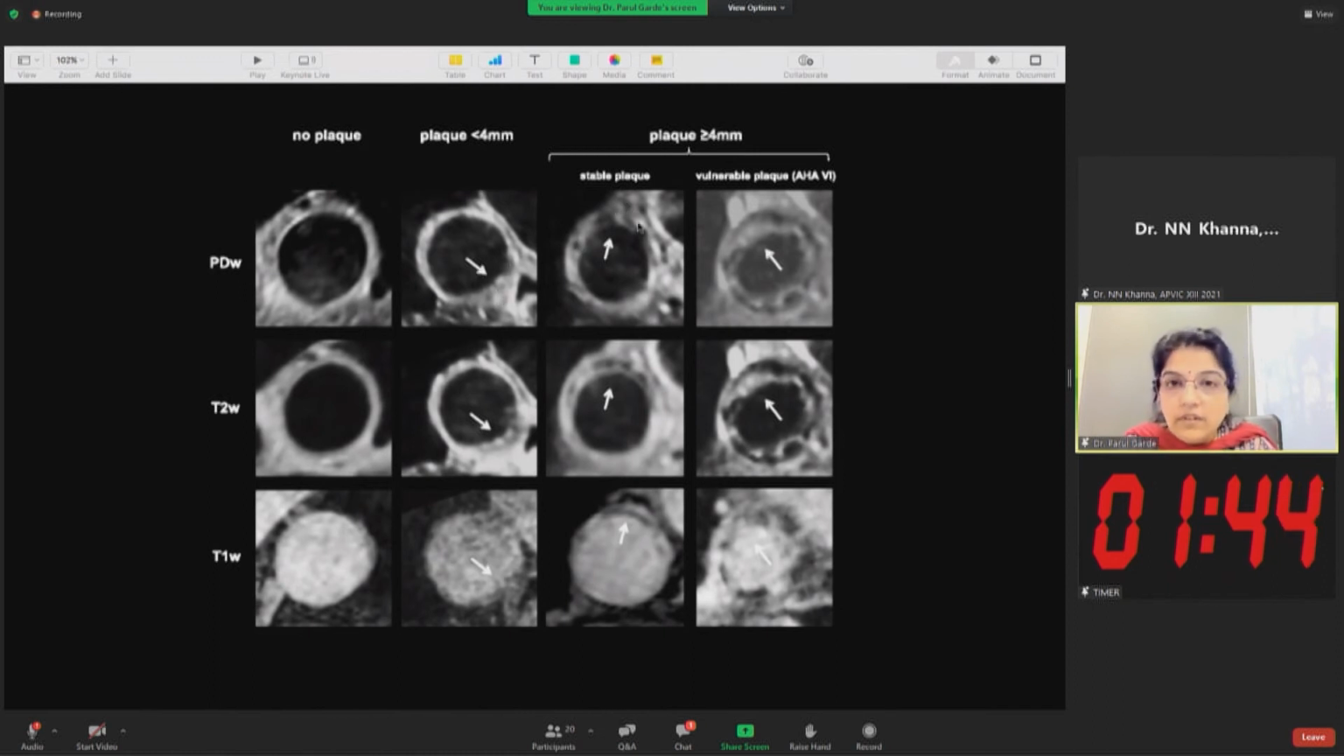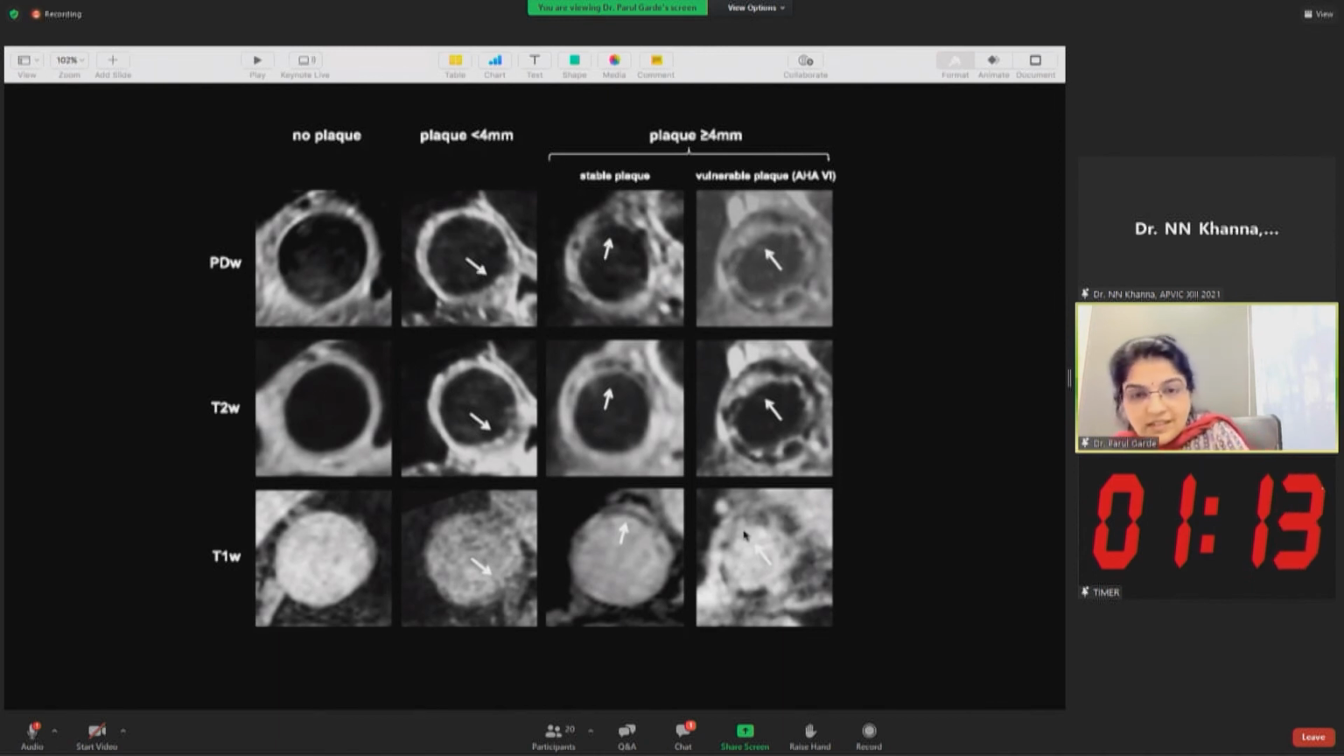Now, here is an example of a stable plaque. If you see, it is hypointense on all three sequences, PD, T2, and T1, which indicates that it's a calcified plaque. So it's a stable plaque. As against that, if you look at this image, there is a bulge in the wall of the aorta. It is bright on PD and T2 images, and it is heterogeneous on the T1 weighted sequence, which indicates that it is probably a complex plaque and has been labeled as AHA grade 6.